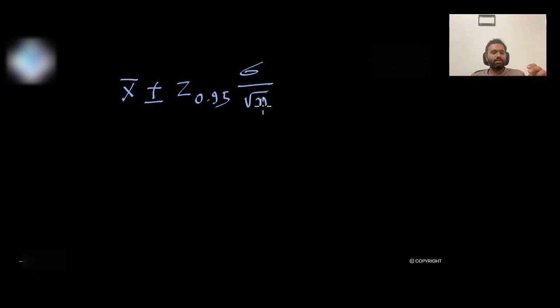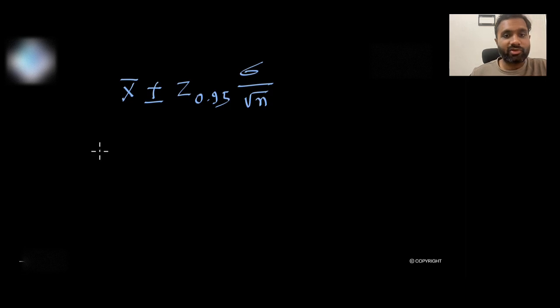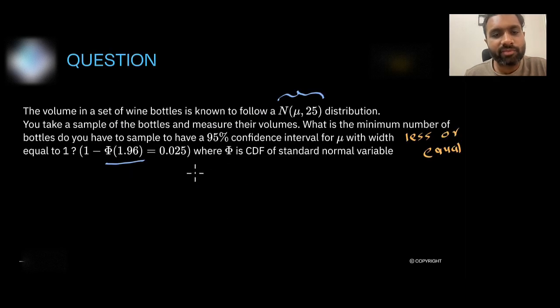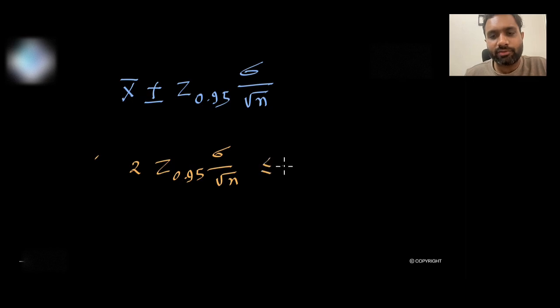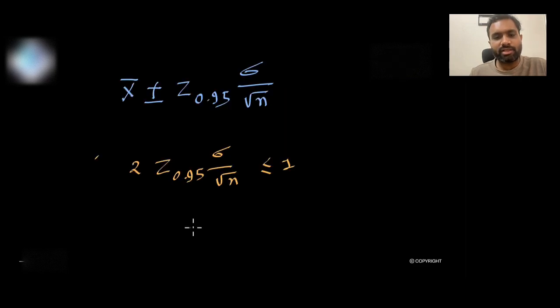Now there's something I need to make sure about this Z value. First of all, let me replace all the quantities. X bar, whatever it is, I don't know, but the length of the confidence interval is 2 times Z 0.95 times sigma by square root n. This has to be less than or equal to 1. So I need to calculate the n for which this happens. Sigma has been given, sigma is 5. So this is like 10 times some Z multiplier.